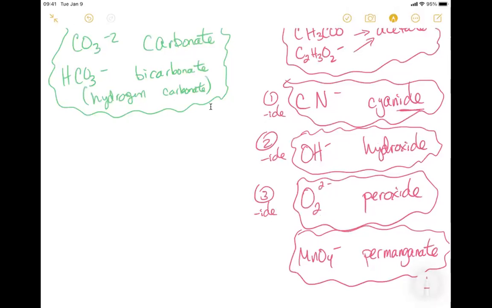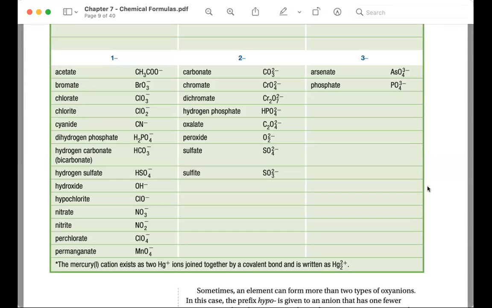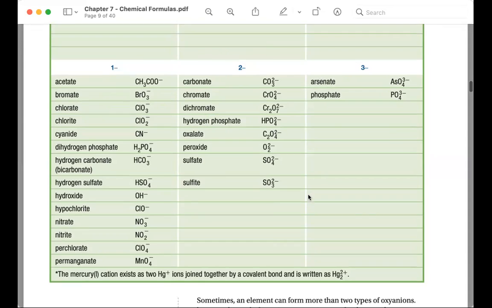If you look at the PDF, I'll just show you again. There's a few more in this list. Oh my gosh, I know which one I forgot. There's a few more in this list that you don't have to know, like bromate. You don't have to know that one. Oxalate, you don't have to know that one. Arsenate, you don't have to know that one. I'm just trying to give you the major ones.